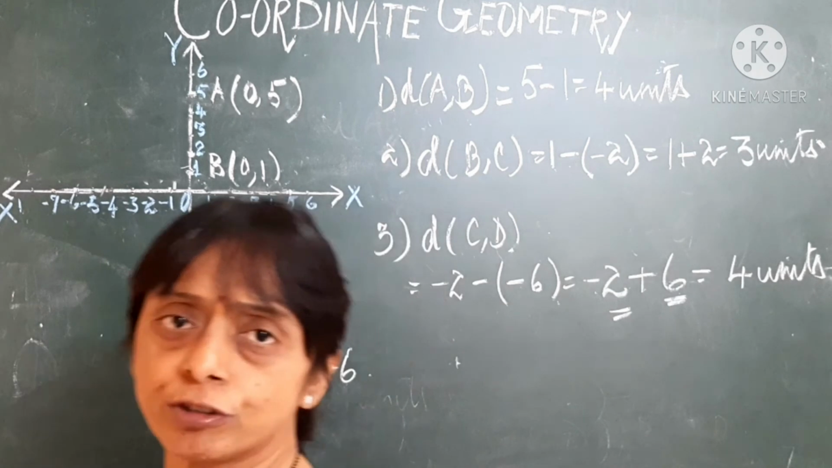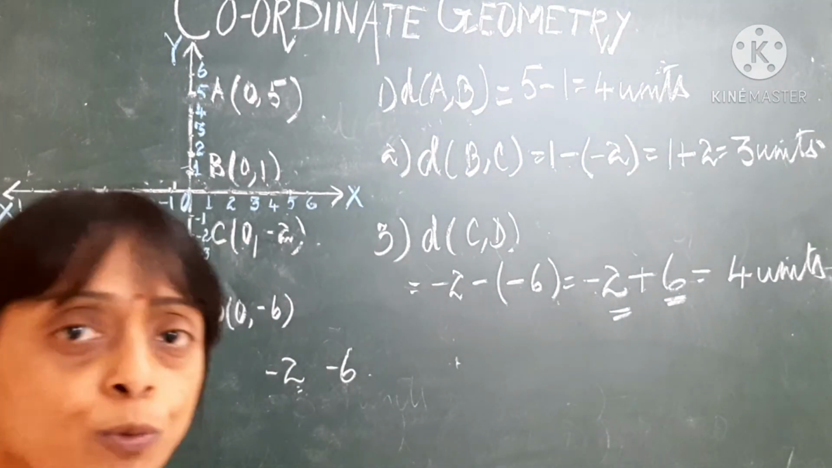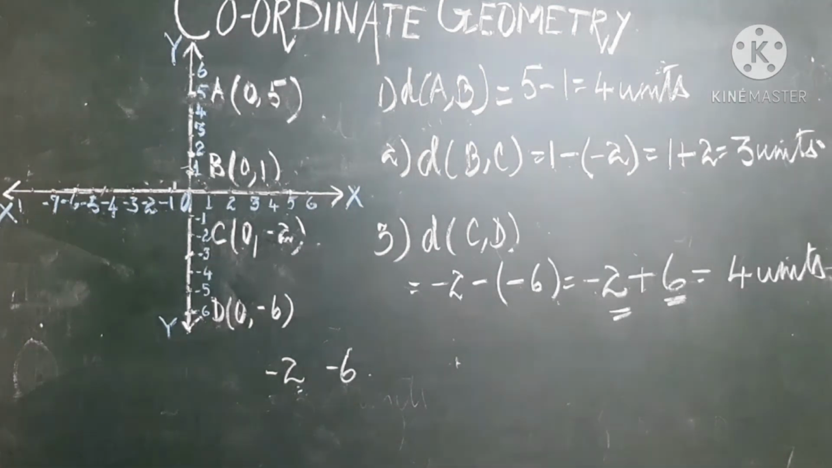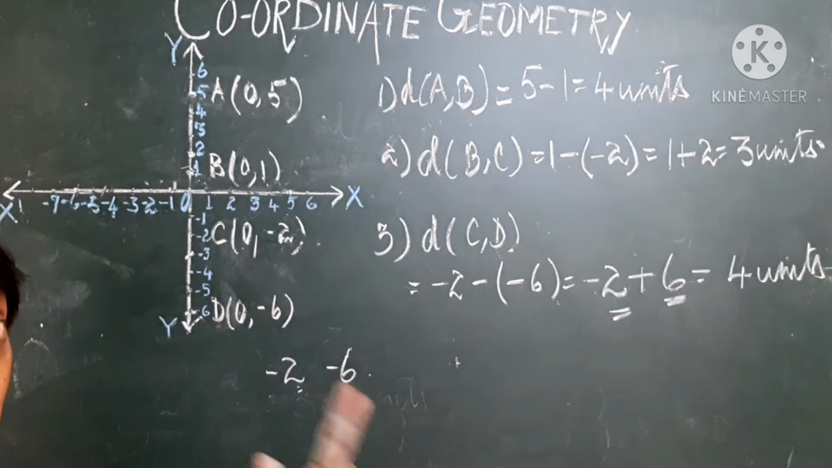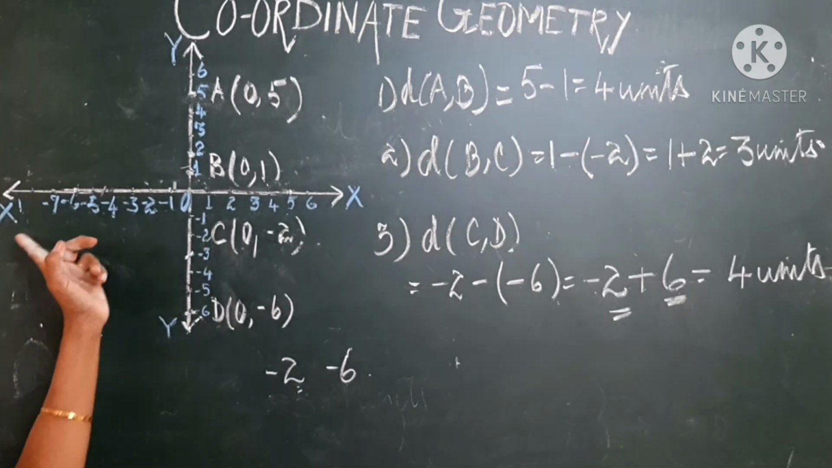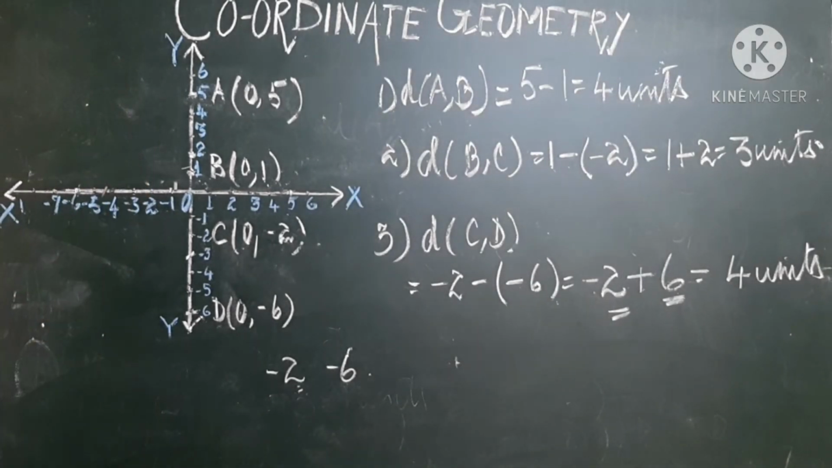So what did we see, children, over here? We saw how to find out distances between any 2 points by using only one formula, that is greater coordinate minus the smaller coordinate. Where were these points? They were either positioned on the x-axis or they were positioned on the y-axis.